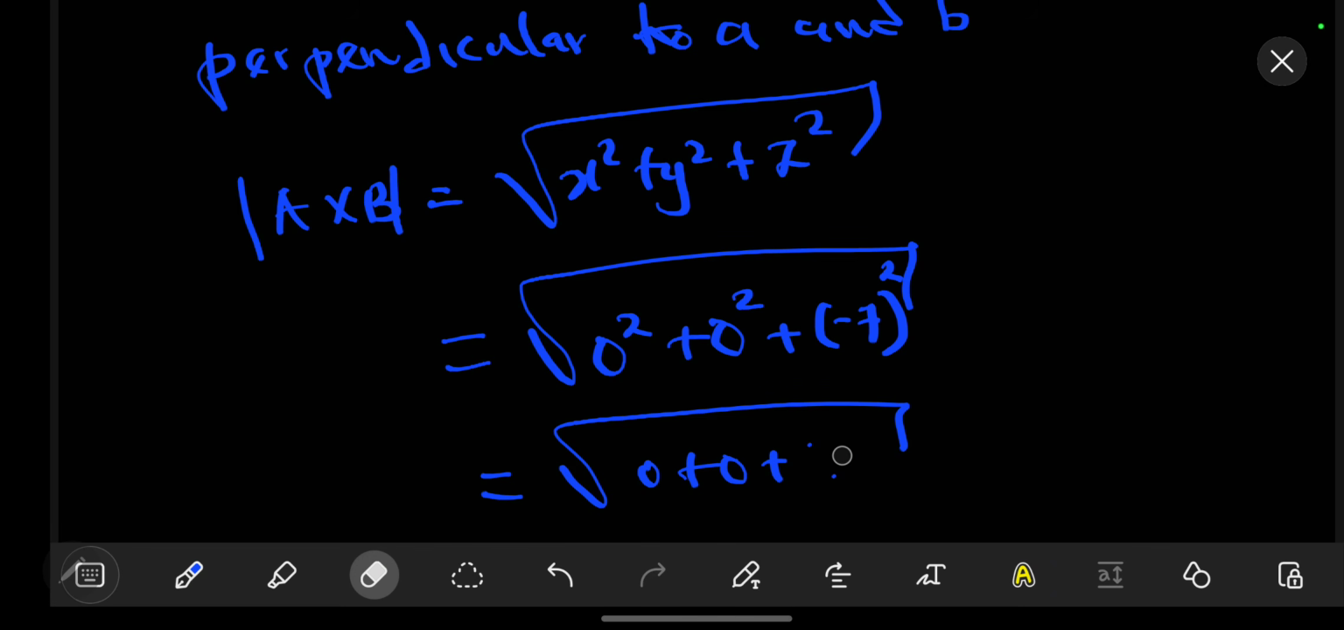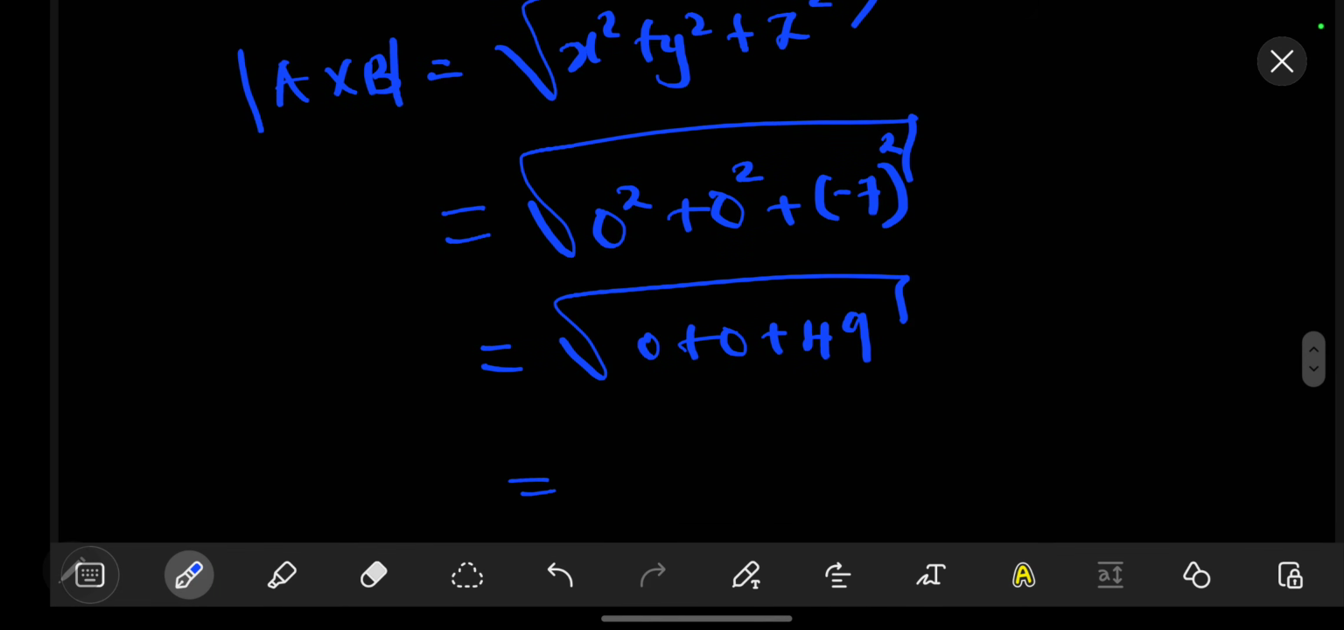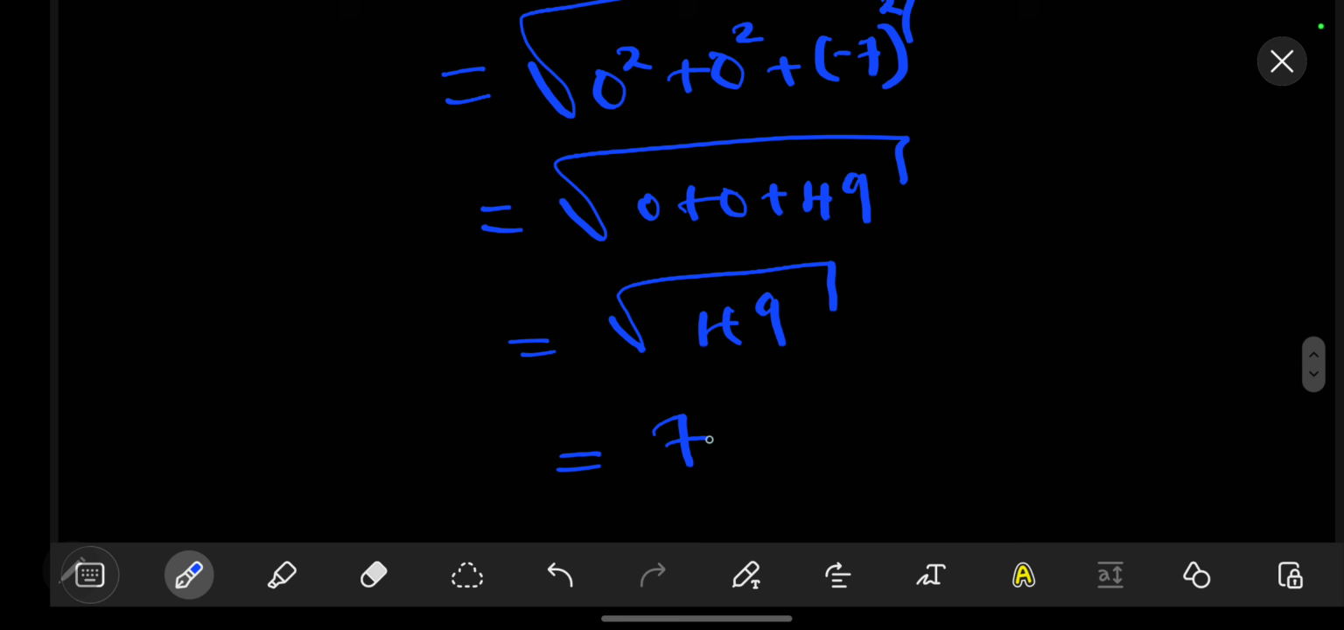We are going to have negative 7 squared, which gives us 49. So we have the square root of 0 plus 0 plus 49, which is the square root of 49, and that gives you 7. So that is what we have.